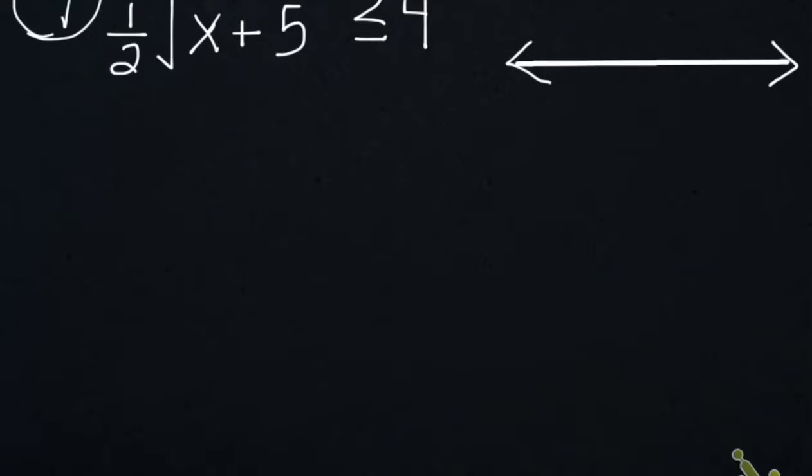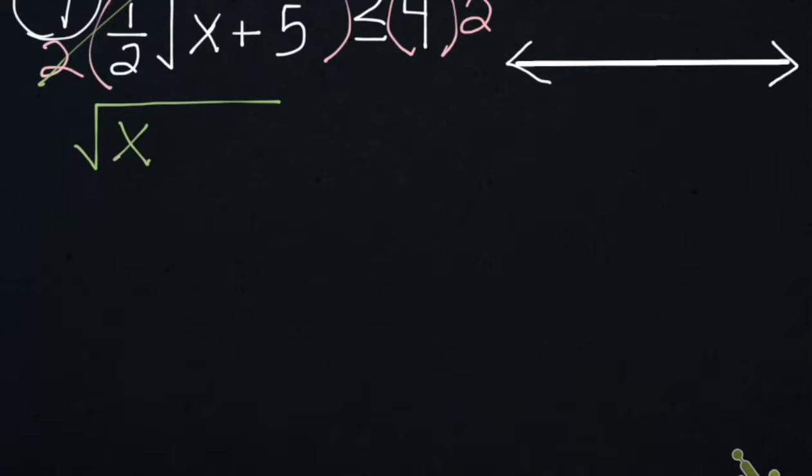Number 9. Is the radical by itself? No, it has that 1/2 out front. Remember what we just did in problem 8? The 2 is dividing. The opposite of division is multiplication. So we're going to multiply both sides by 2. The 1/2 and the 2 cancel, leaving just square root of x plus 5 on the left. I still have less than or equal to. 4 times 2 is 8.